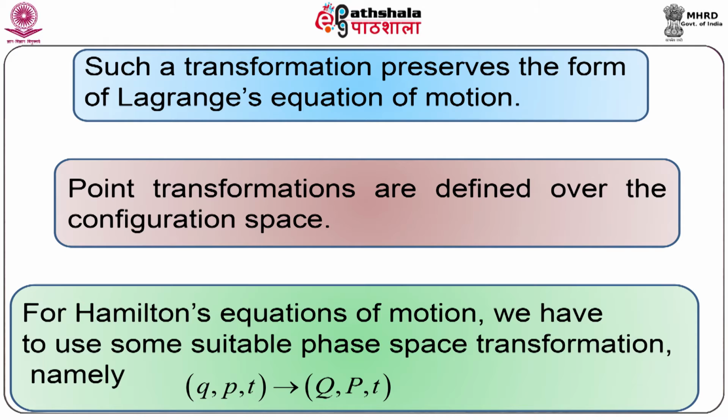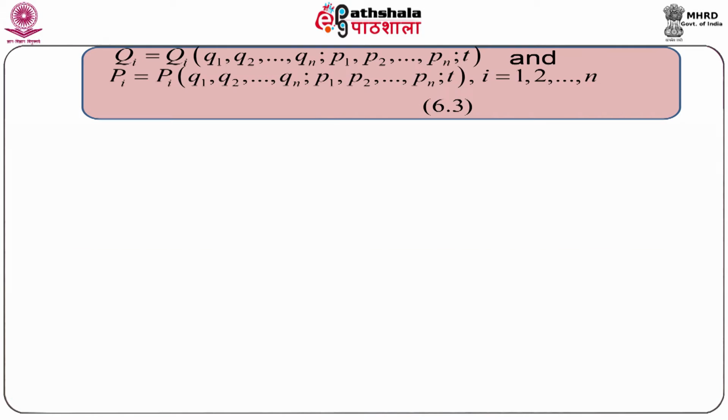t transforms to capital Q, capital P, t defined by capital Qi equal to capital Qi function of small q1, q2 up to qn, small p1, small p2 up to small pn and t, and capital Pi equal to capital Pi is a function of small q1, small q2 up to small qn and small p1, small p2 up to small pn and t for i equal to 1, 2 up to n.